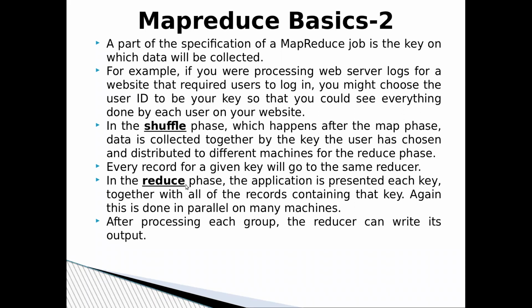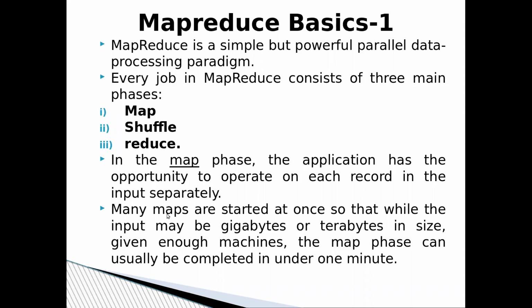And in the reduce phase, the application is presented each key together with all the records containing that key. So in the reduce phase, usually we are counting things. And after processing each group, the reducer can write its output. So when you look at it for the first time, the concept that you need to understand about map, shuffle, and reduce looks a bit confusing. You cannot correlate it with some actual practical problem.